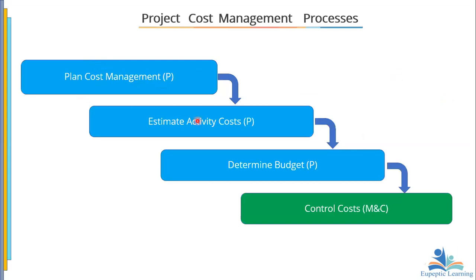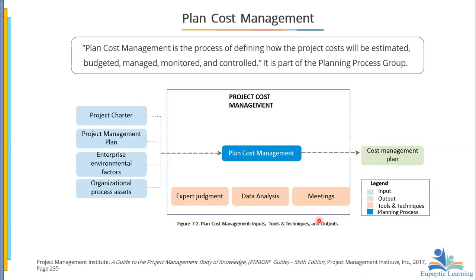Now, this is just the processes in proper order so that at least you can see it well. The coloring shows that all of them are within the planning stage, and the green here is the monitoring and control. That's just a color code. Okay, plan cost management. It is the process of defining how the project cost will be estimated, budgeted, managed, monitored, and controlled.